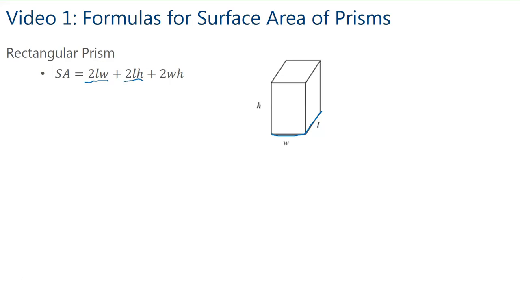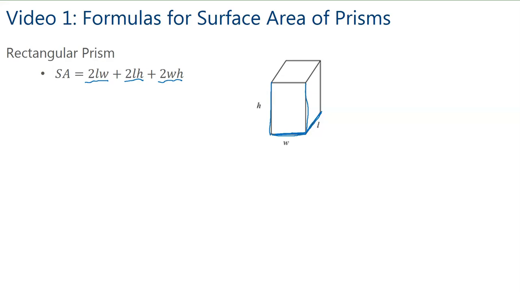Now we have 2 times LH. So L is on the bottom and H is the height. So that represents the side of the rectangular prism. And again, the two sides are equal, so we times by 2. Then we have 2 times WH. W is here on the bottom, H is the height. So this represents the front and the back of the rectangular prism.